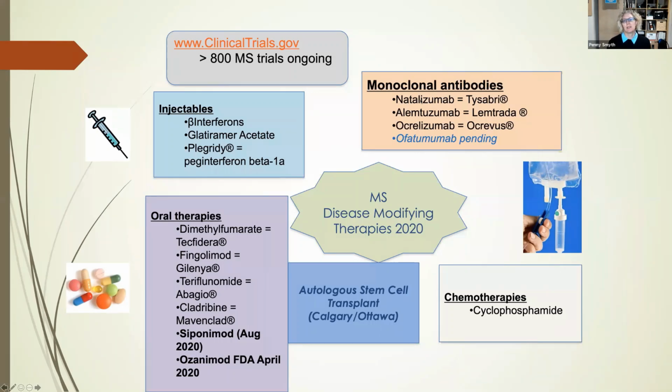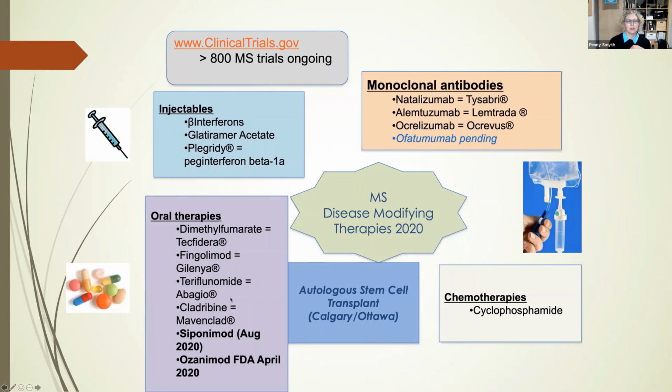And then in 2006, we started to have monoclonal antibodies with natalizumab coming out, which worked really well. We more recently have alemtuzumab and ocrelizumab, which work really well at affecting MS inflammation and treating our patients. We have a plethora of oral therapies.